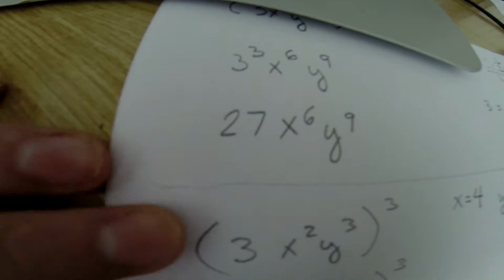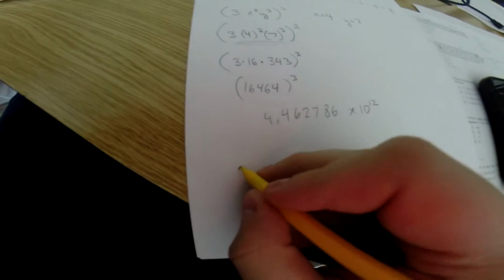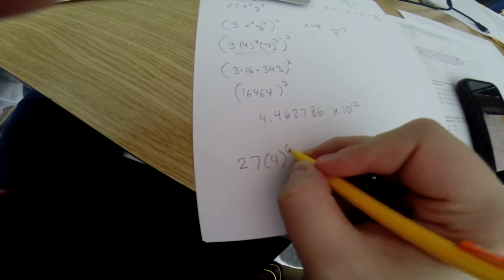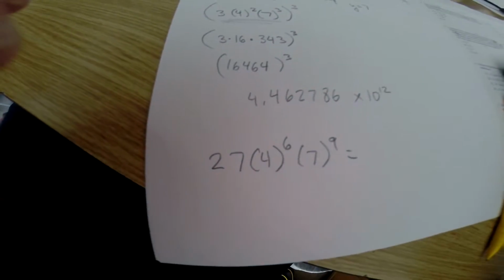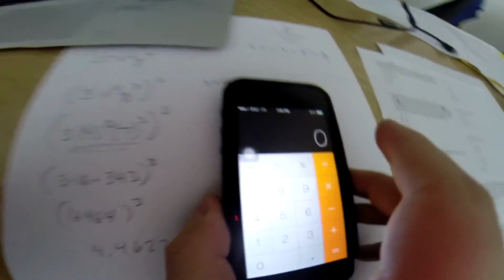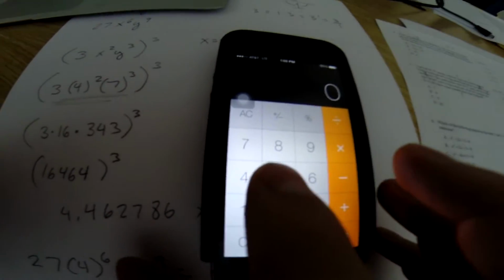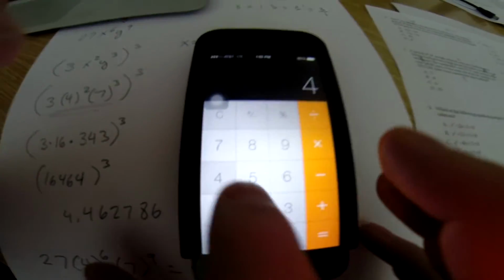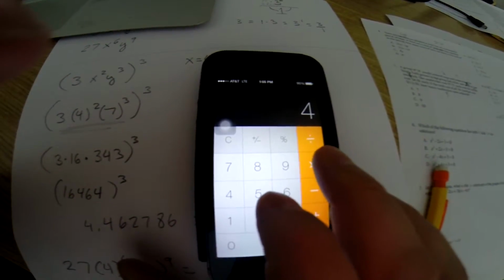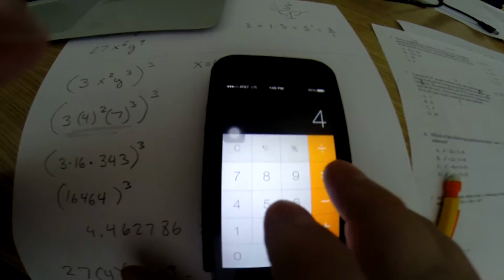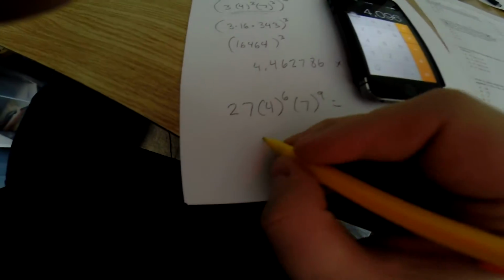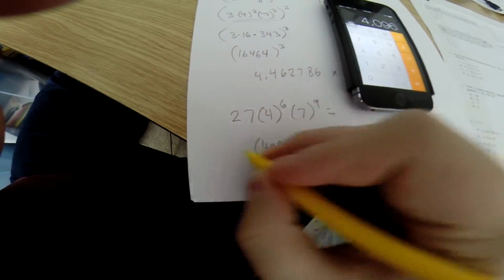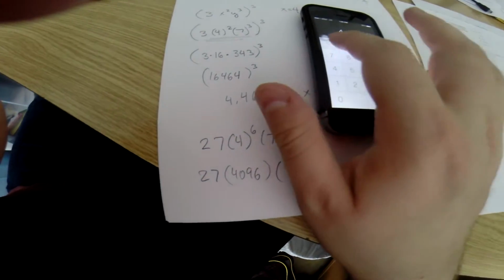Now, we're saying that the answer is 27x to the 6, y to the 9. So if I plug in the same values again, 4 to the 6th and 7 to the 9th, this should be giving me roughly the same thing. So I've got to do 4 to the 6, which means I've got to multiply 4 six times: 4 times 4, that's 2, 3, 4, 5, 6. So this is going to be 4096. That's times 27. I'm going to do the same thing with 7, only 9 times.